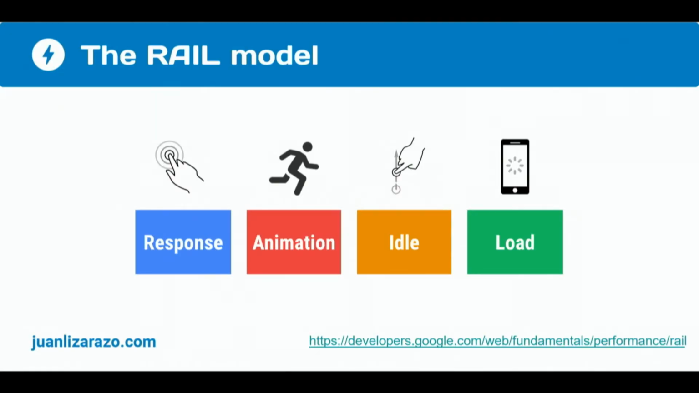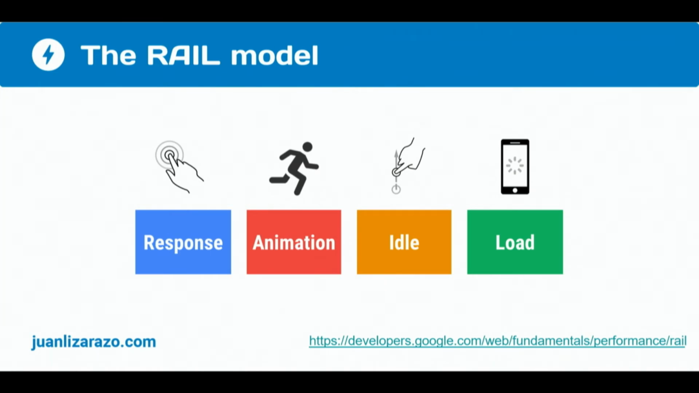Let's enter the RAIL model. There's a link down there, you can read about it, but this is a user-centric model that divides the user experience into key actions. So we have 4 key actions: response, animation, idle, and load. The AMP project is meeting these 4 goals, and your project should as well.